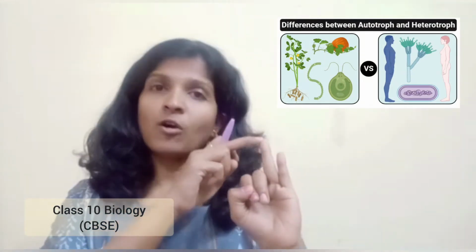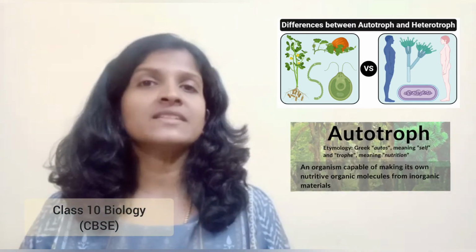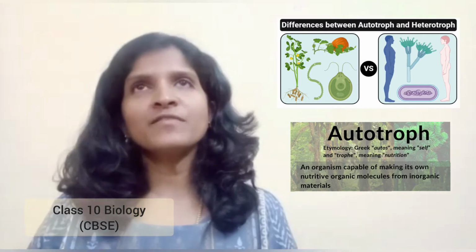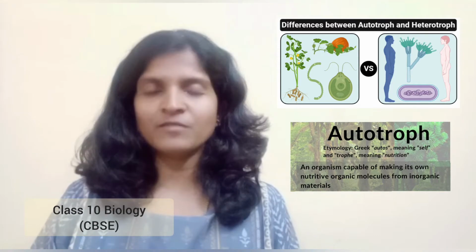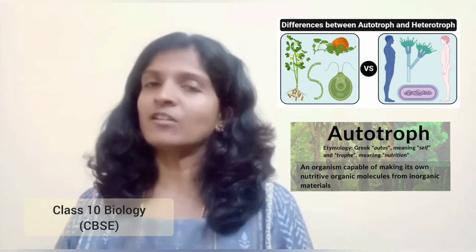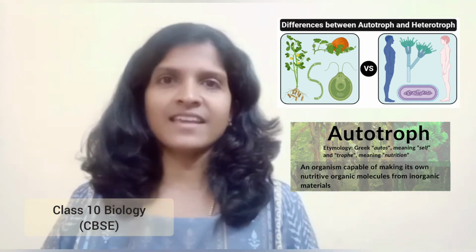First, let's see about the autotroph. What do you mean by autotroph? The word itself tells us clearly: auto means self, troph means nutrition. So we can define that organisms that synthesize their own food are called autotrophs, and the mode of nutrition is called autotrophic nutrition. As we know, green plants synthesize their own food.